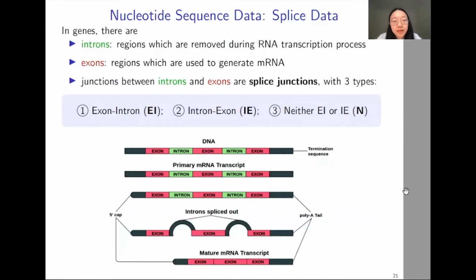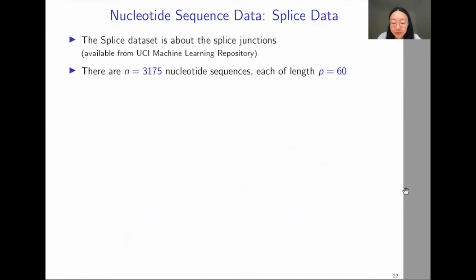We apply the method also to a real data set. Some background is as follows. In genes, there are two regions: the introns, which are the regions removed during RNA transcription, and the exons, which are regions used to generate messenger RNA. The junctions between these two regions are called splice junctions. They have three types: the EI type, the IE type, and the neither type.